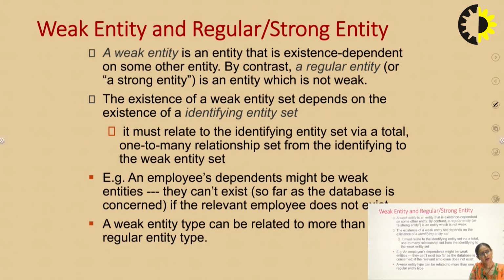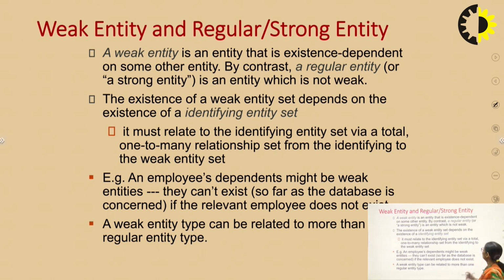Now the other important thing which we need to show in an ER diagram is the meaning of the weak entity and the regular or strong entity. So what is a weak entity and what is a strong entity? A weak entity is an entity whose existence depends on some other entity.